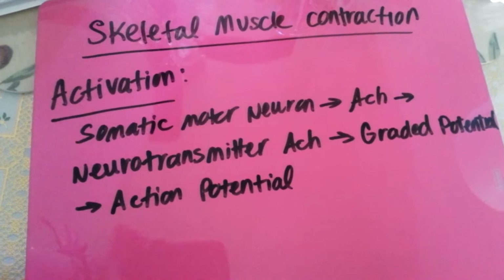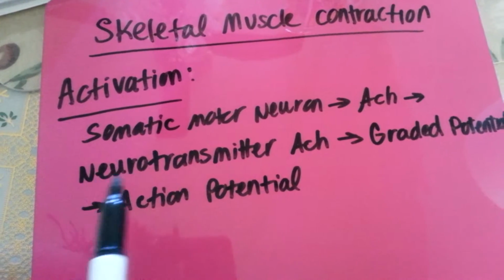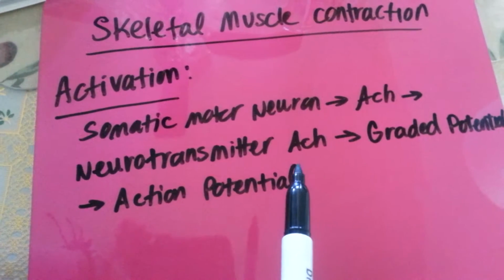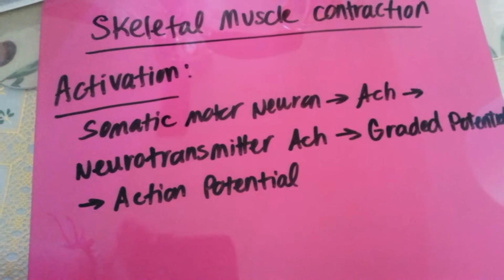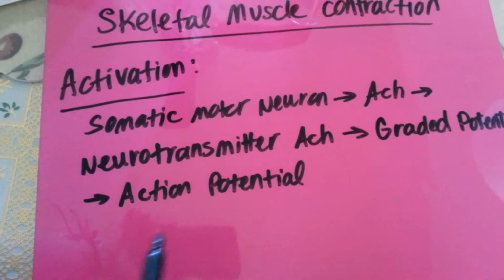That's activation for you. Somatic motor neuron releases ACH, you get the neurotransmitter ACH, graded potential happens, and it meets threshold at the axon hillock, which causes action potential.